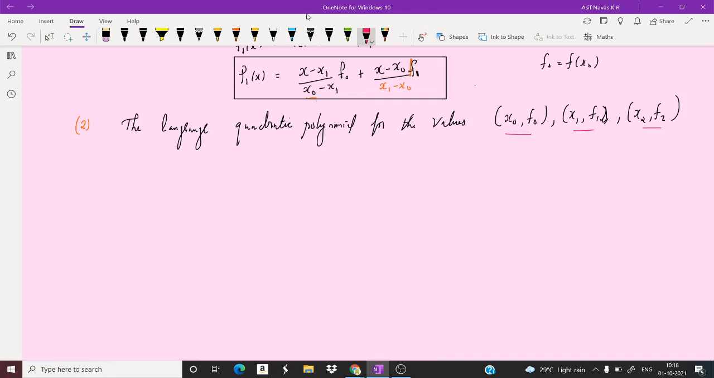Then the formula is Lagrange interpolation formula. P2 of x, that means the degree of this polynomial is 2, a quadratic polynomial. So similarly, L naught F naught plus L1 F1 plus L2 F2. Now I will define what is L naught, L1 and L2. Here L naught, since it is L naught, there is no x naught term in the numerator. That is x minus x1 into x minus x2, divided by, in the denominator, the starting point is x naught: x naught minus x1 into x naught minus x2.